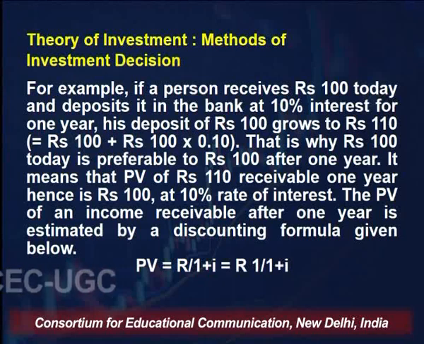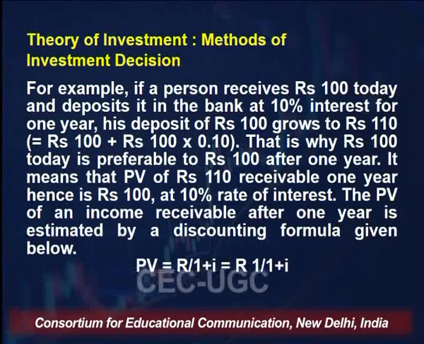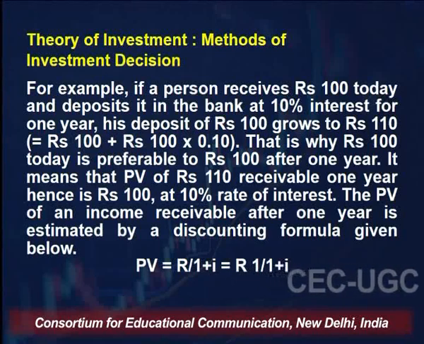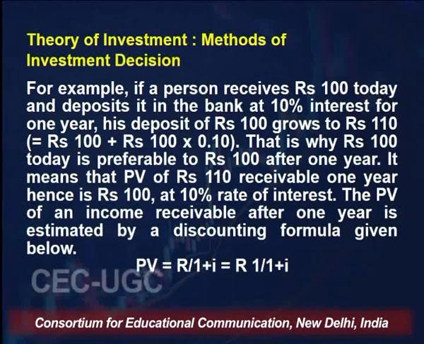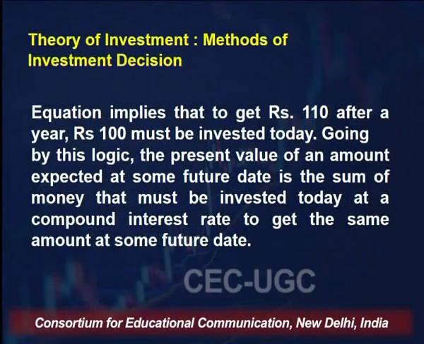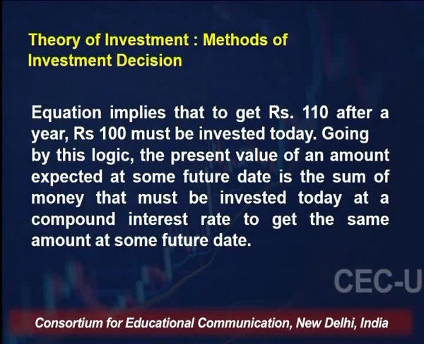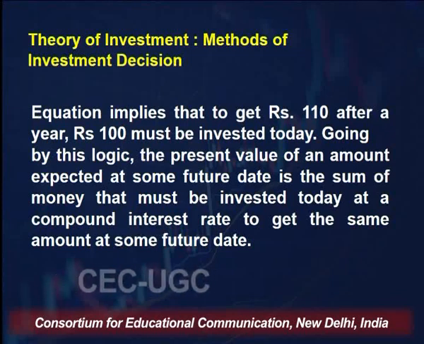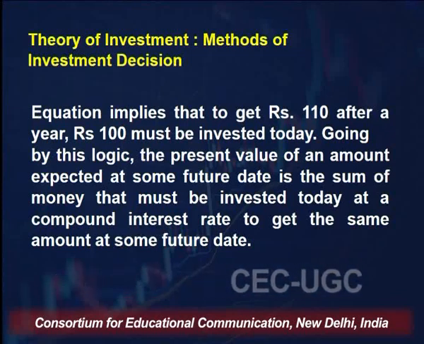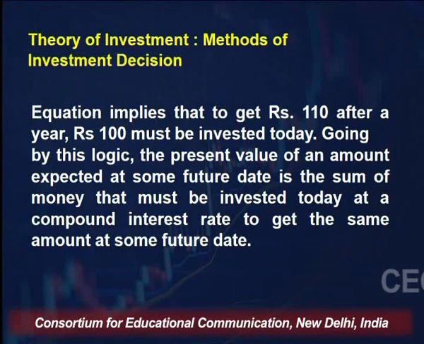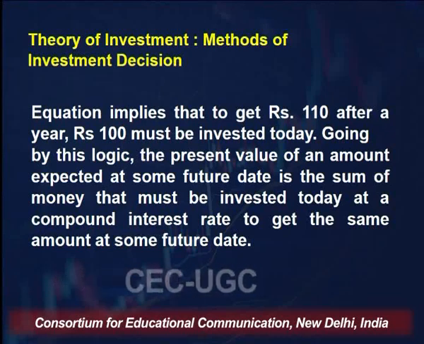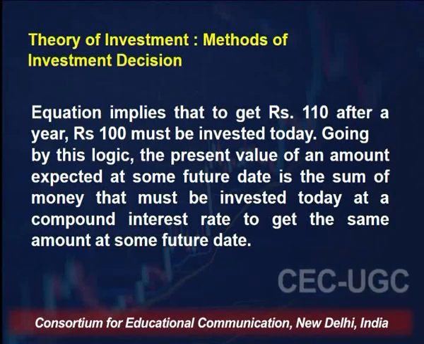So at 10% rate of interest, the present value of an income receivable after 1 year is estimated by the discounting formula: PV, present value, is equal to R upon 1 plus i, where i is the rate of interest. So the equation implies that to get 110 after a year, rupees 100 must be invested today. Going by this logic, the present value of an amount expected at some future date is the sum of the money that must be invested today at a compound rate of interest to get the same amount at some future date. Okay, so that was the present value method.